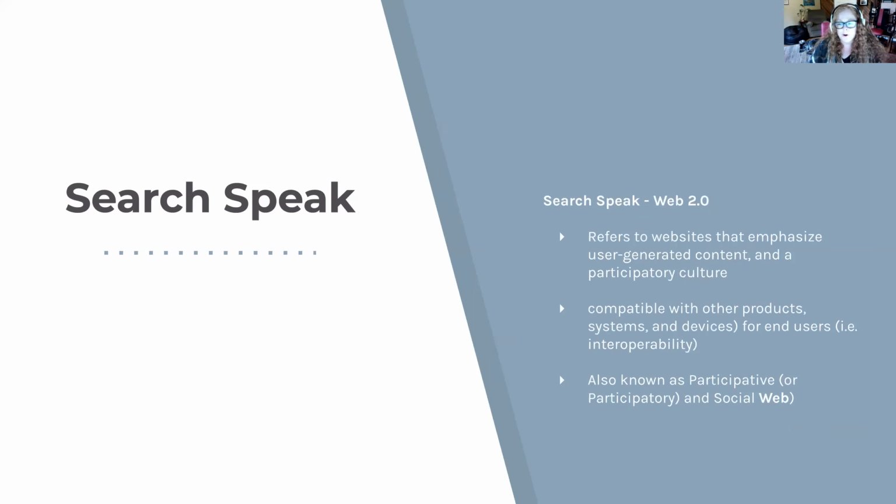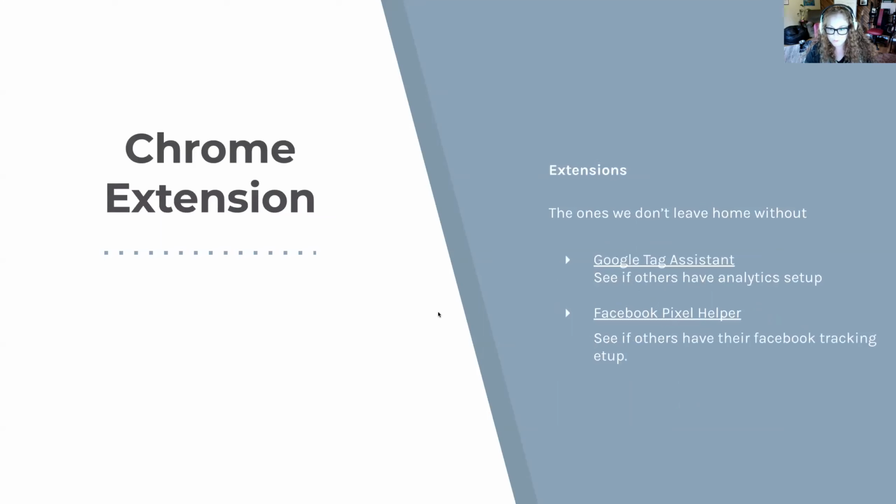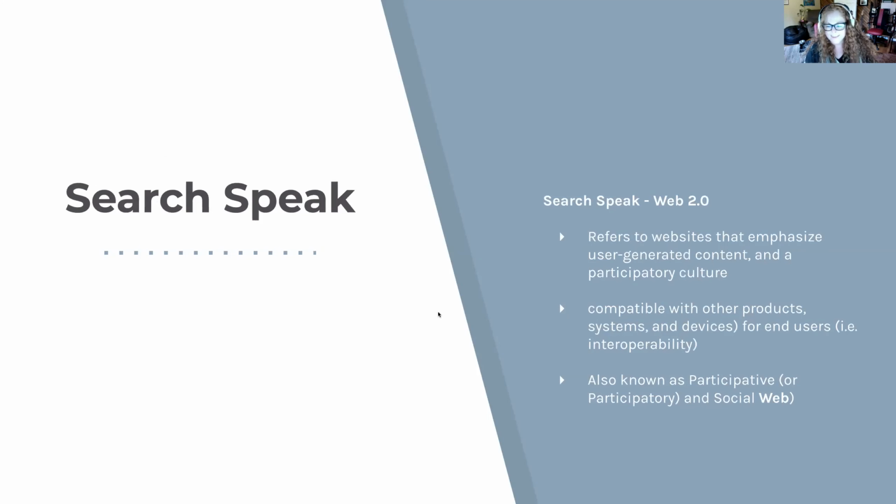And then Web 2.0. This is a strategy that's been used in the last couple of years where you write content on other sites like Reddit or Quora. Those are Web 2.0. Some people will write on those sites and direct readers to their own website, and that's a strategy that some people use. They're known as participatory.